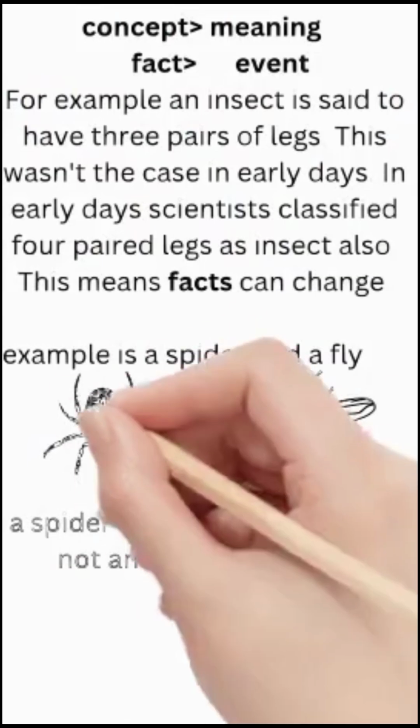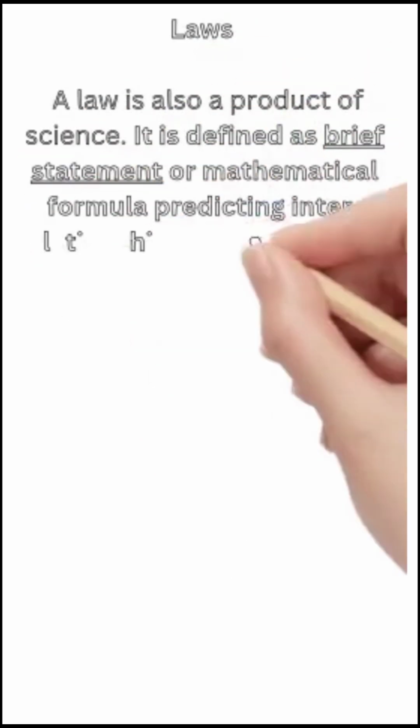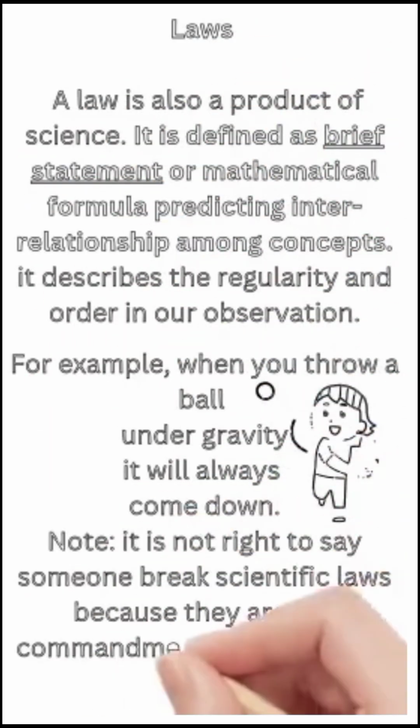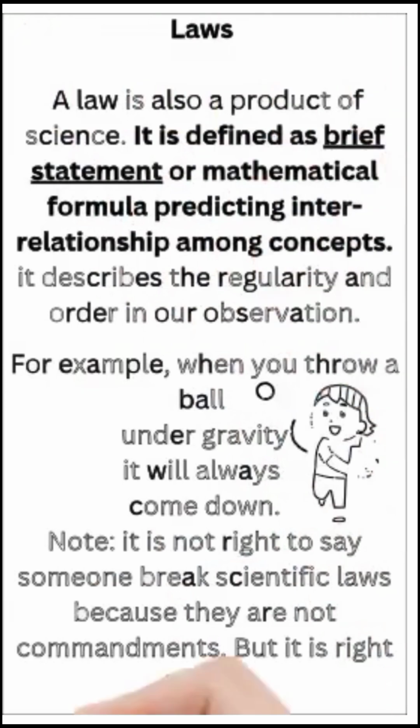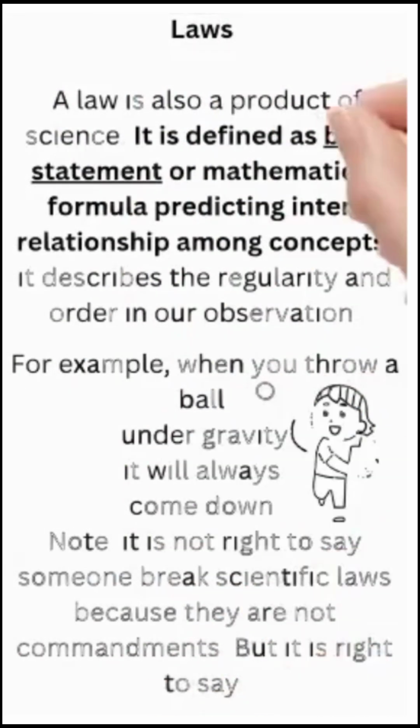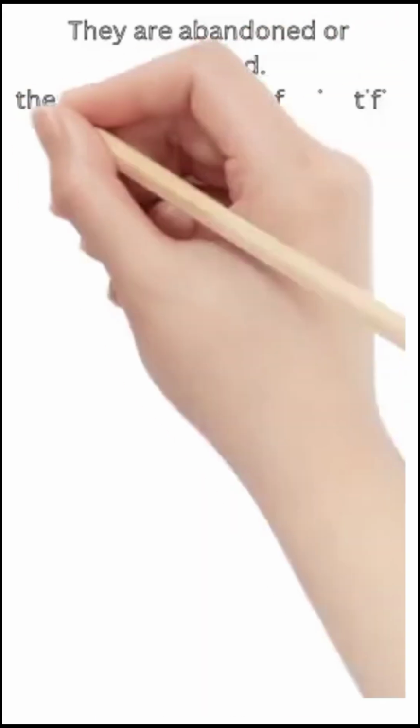Laws. A law is also a product of science. It is defined as a brief statement or mathematical formula predicting interrelationship among concepts. It describes the regularity and order in our observation. For example, when you throw a ball under gravity, it will always come down. Note: it is not right to say someone breaks scientific laws because they are not commandments, but it is right to say they are abandoned or modified.